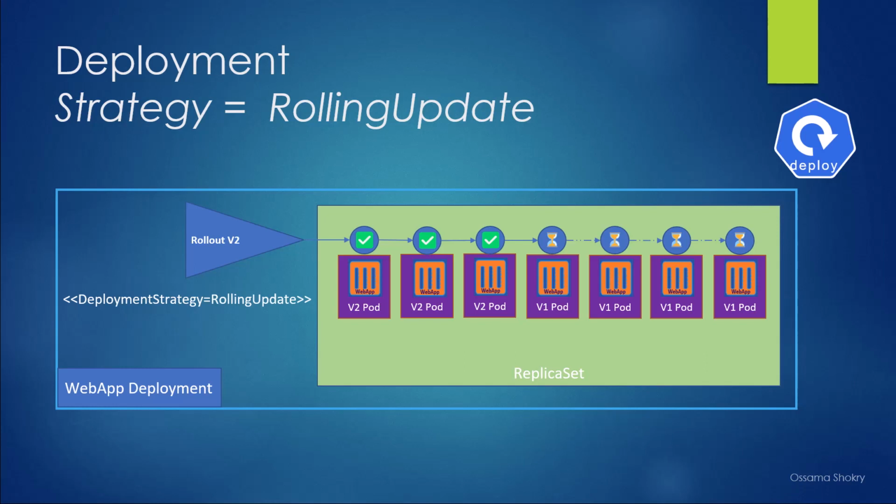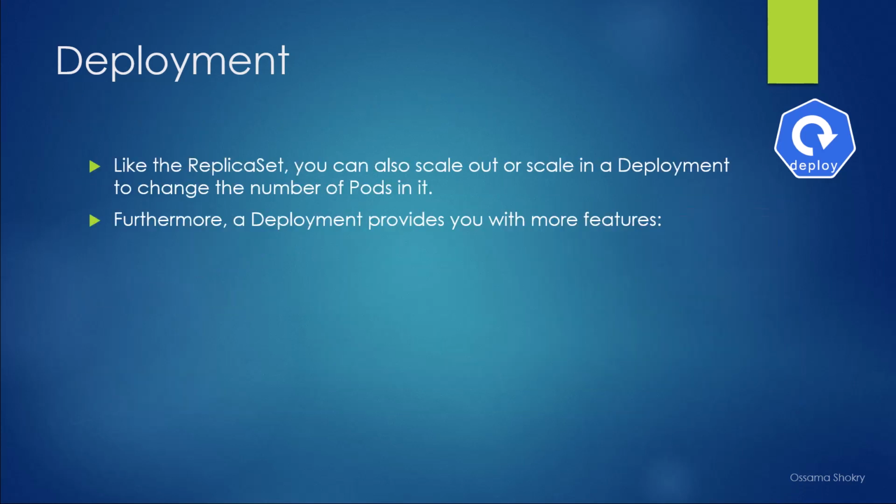Let's say you currently have version 1 deployed and you would like to deploy version 2 gradually, meaning upgrading one pod at a time from version 1 to version 2 to avoid service downtime. A Deployment with its deployment strategy set to rolling update can do just that. Like the ReplicaSet, you can also scale out or scale in a Deployment to change the number of pods in it. Furthermore, a Deployment provides you with more features.